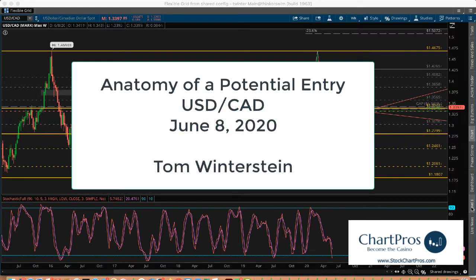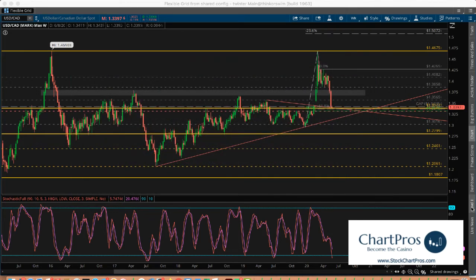Today, one of the most frequently asked questions I get from traders just like you is how do I determine what level to enter a certain position, whether it's long or short? So, what I thought I would do is go through the anatomy of a potential entry for Monday morning, June 8th, 2020. And so, what I'm looking at is a weekly chart of the dollar CAD.